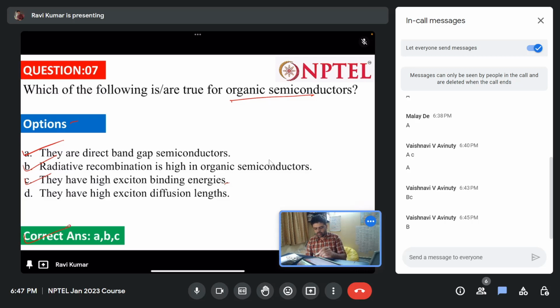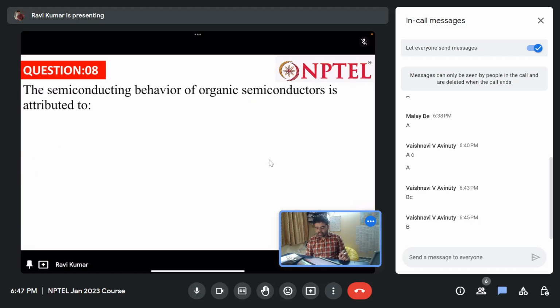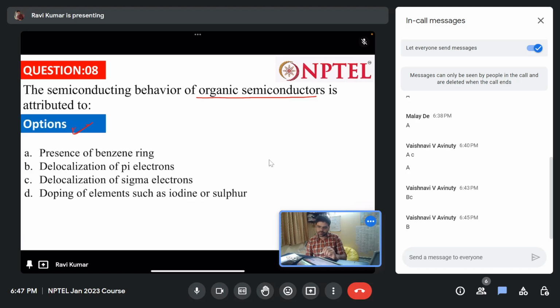Okay, next question. It says the semiconducting behavior of organic semiconductor is attributed to. And these are the options. I hope you got the question, because generally organic substances are insulators, but they have a semiconducting character. So it is asking the reason behind it. So B and D. Yes.